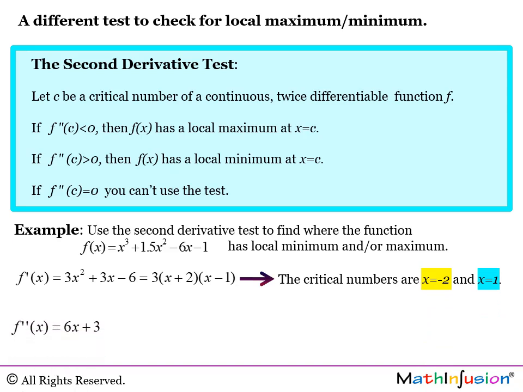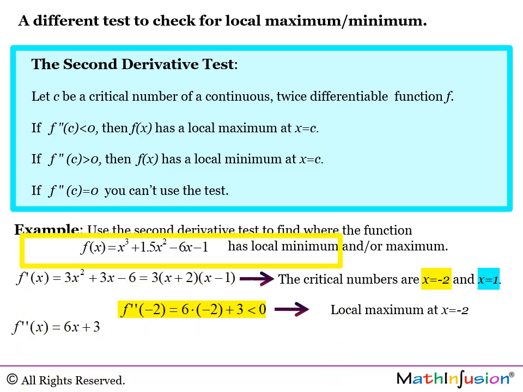Now we have to compute the second derivative of the function. This is 6x plus 3. Now we need to apply the test. We are going to substitute -2 in the second derivative, and we get 6 times -2 plus 3, which is clearly a negative number. This is exactly the situation that tells us that there is a local maximum at x equals -2.